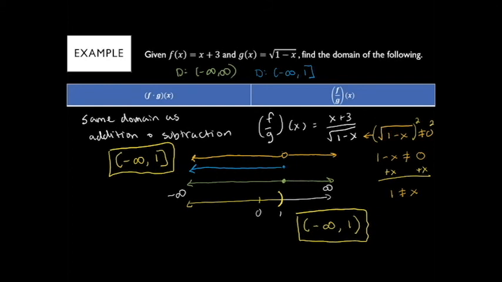Does this make sense? The interval notation and the graphing, that's just something that a lot of people struggle with.